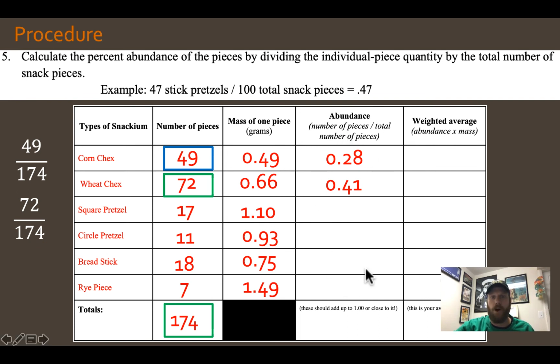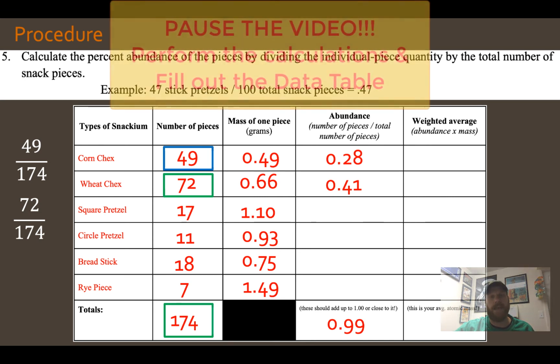If you add up all of these abundances, you should get 1 or very close to 1. You will know you are on the right track if you add these abundances and get 0.99.